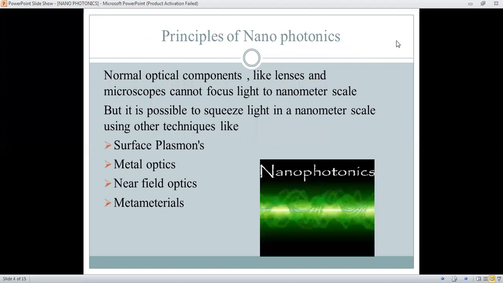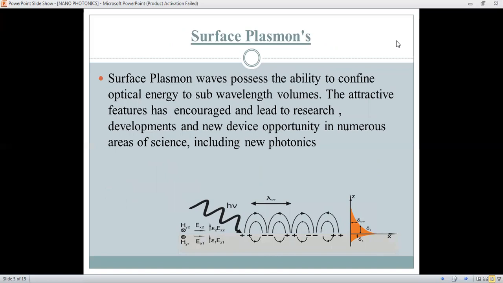And then I am telling about the principles of nanophotonics. Normal optical components like lenses and microscopes cannot focus light to the nanometer scale, but it is possible to squeeze light into a nanometer scale using other techniques. There are four principles and techniques: surface plasmons, the second one is metal optics, the third one is near field optics, and the last one is metamaterials. And then we discuss them one by one.